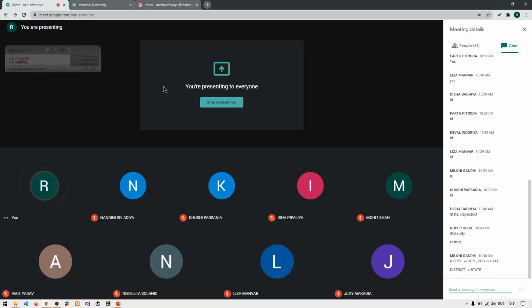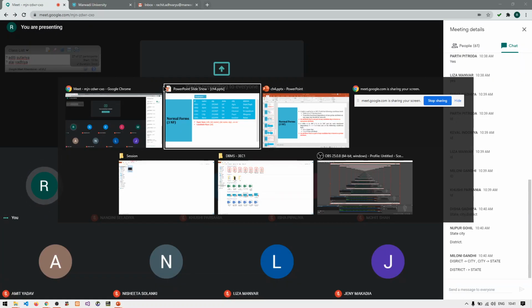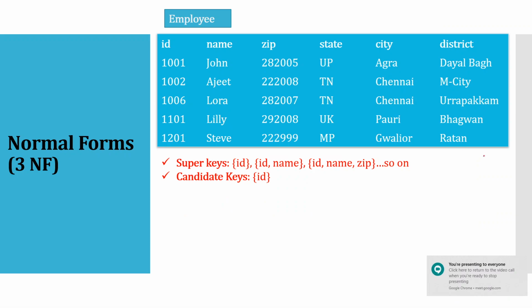Okay, district, city, city, state. So district identifies state. Okay, great. Other than this, I am presenting the schema to you. Just go through it once.